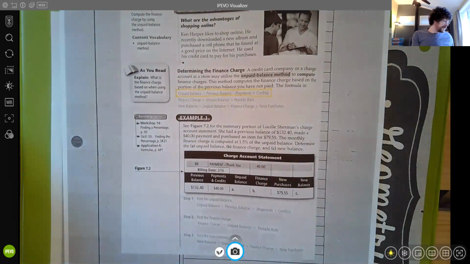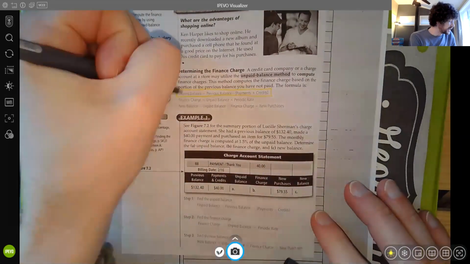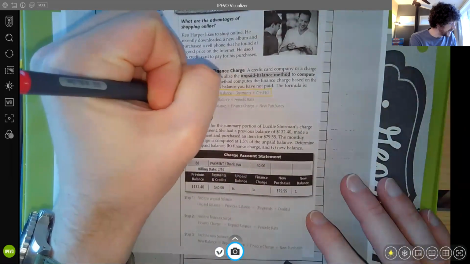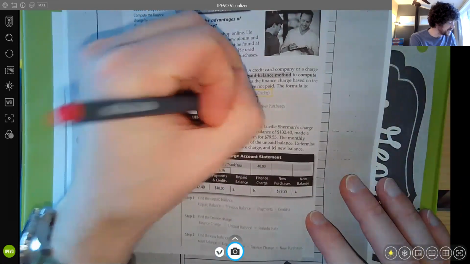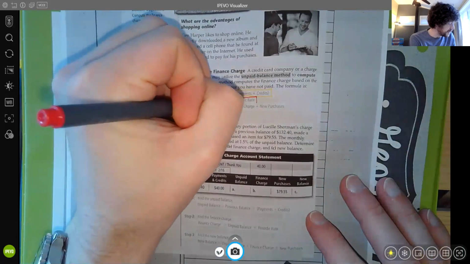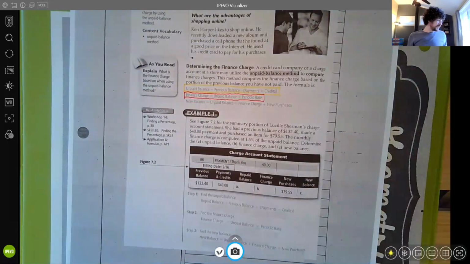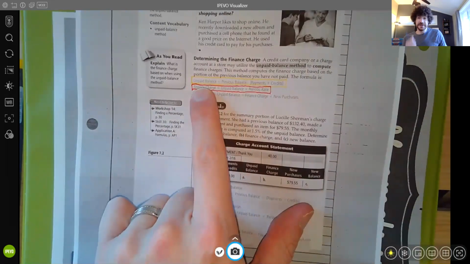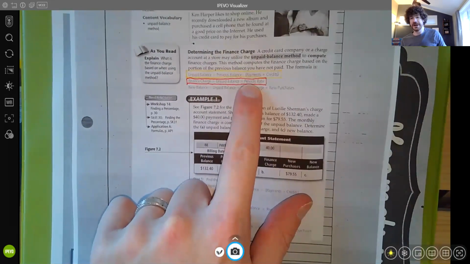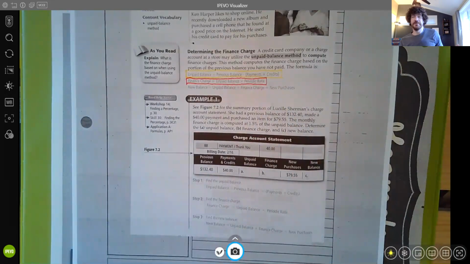From there, you will calculate your finance charge. So in order to get the amount of money that you're going to be paying in interest, the finance charge is essentially just how much you have to pay in interest on the unpaid balance. So the finance charge, or the interest that you have to pay, is equal to the unpaid balance, which you just calculated here, multiplied by the periodic rate. Periodic rate is simply the percent that you have to pay. It's the interest rate percent that you have to pay.